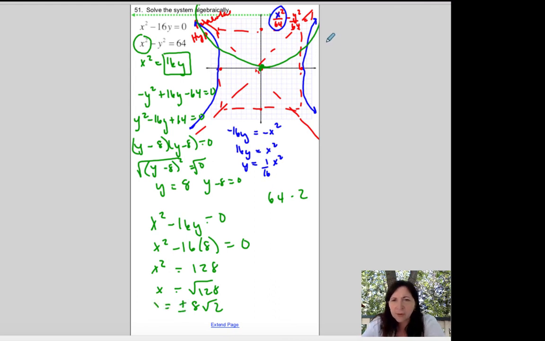So my intersection points are going to be 8 root 2 comma 8, and negative 8 root 2 comma 8. So those are my x, y's. Cool. Okay.